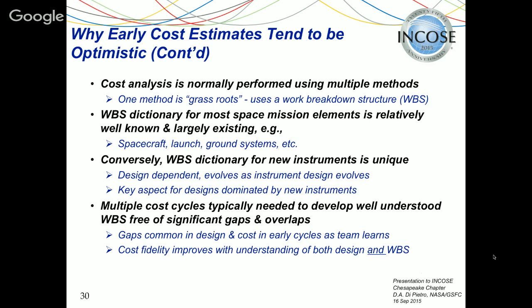Okay, so multiple cost cycles typically are needed to develop a WBS free of significant gaps and overlaps. Anybody, if you've put together a WBS, I think you'll understand that that involves partitioning component X, component Y, and accounting for things once and only once. And sometimes when you're doing things that are brand new, it takes a few cycles to get that ironed out. Okay, so the cost fidelity improves with the understanding both of the design and of the WBS.